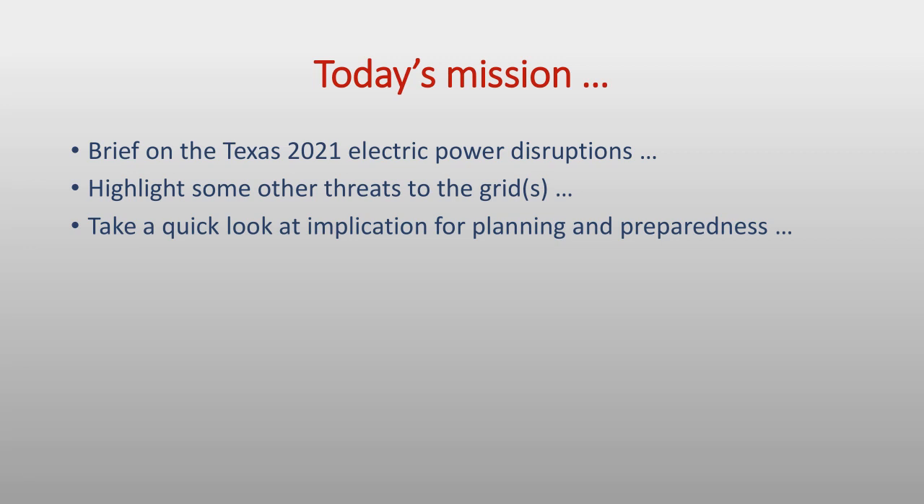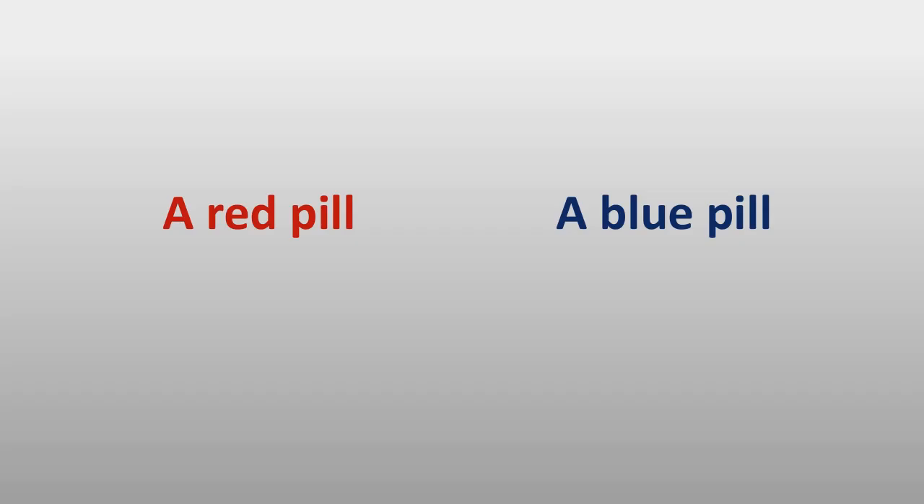So we're going to address those premises, as it were, by quickly running through, in a little more detail, the 2021 Texas grid down issue, which today would have been exactly 13 months ago. Then we're going to highlight some other threats to the grid and take a quick look at planning and preparedness implications. So here's a little imagination exercise.